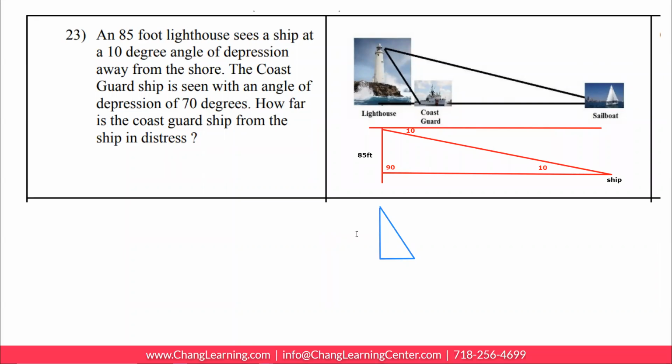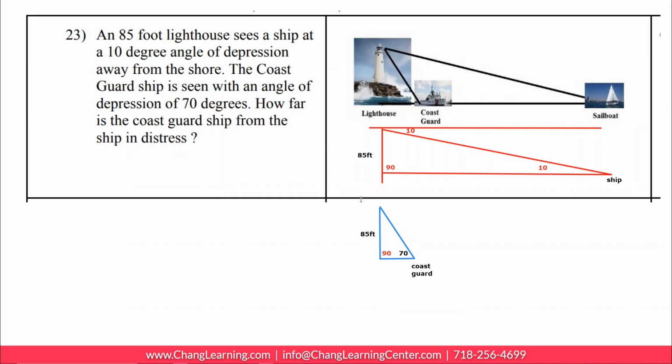So the height on this side of the triangle is still 85 feet. But this is the Coast Guard, and the angle inside the triangle is 70 degrees. And it's still a right triangle with a 90-degree corner in this corner. How far is the Coast Guard ship from the ship in distress? Well, we'll use the tangent function to find the distance of the Coast Guard ship, and we'll also use the tangent function to find the distance of the ship.